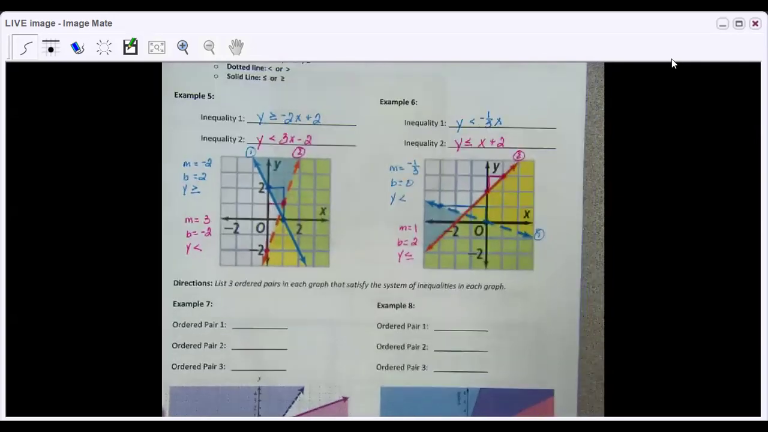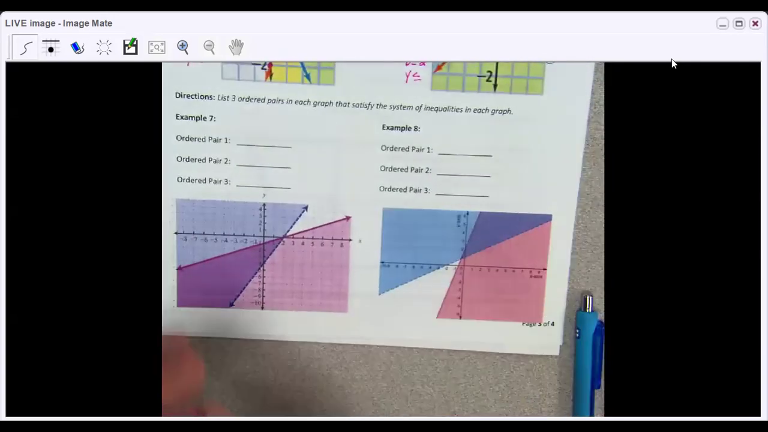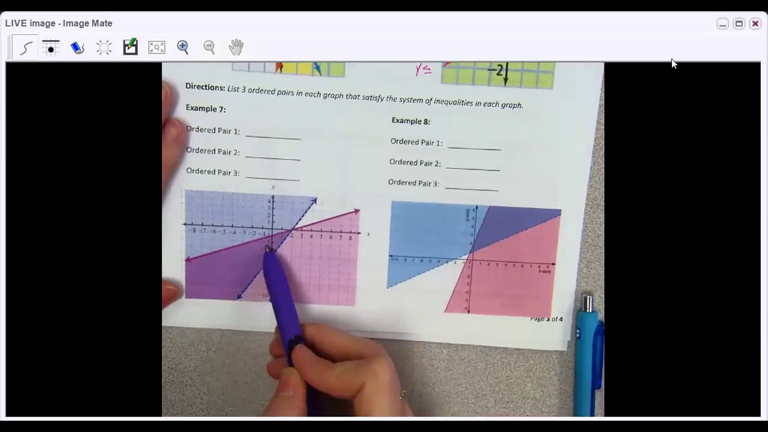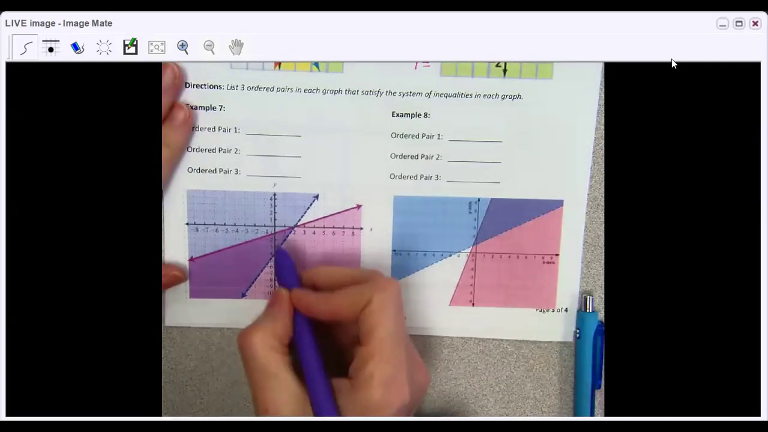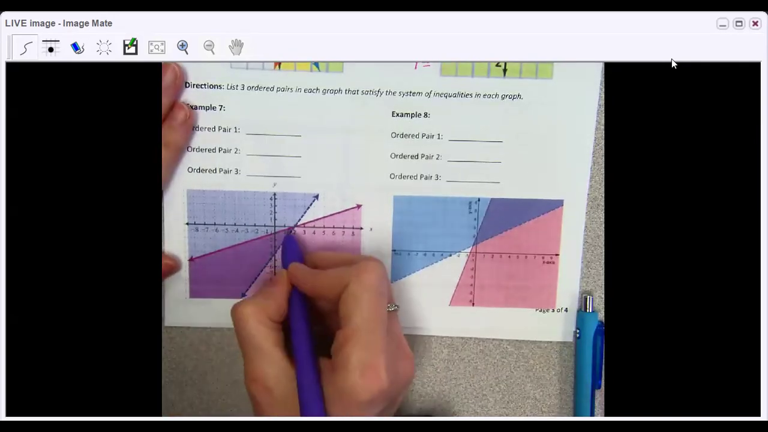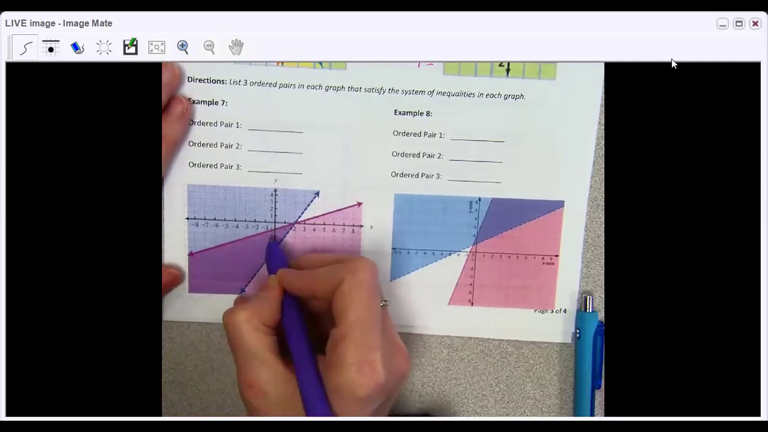Okay. Let's go down to example 7 and 8. It says list 3 ordered pairs in each group that satisfy the system of inequalities in each graph. This should not be too hard. What you're doing is you're trying to look where they overlap and what could be a possible solution. So for example, I know that anywhere within this overlapping section is a solution to the system.